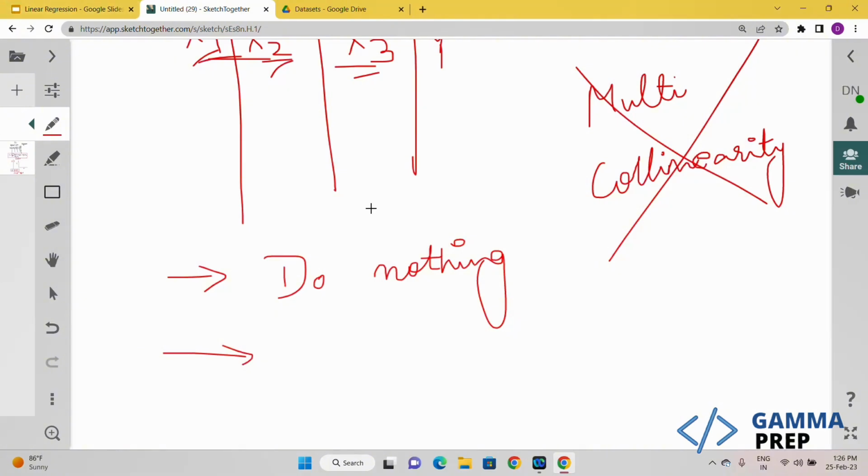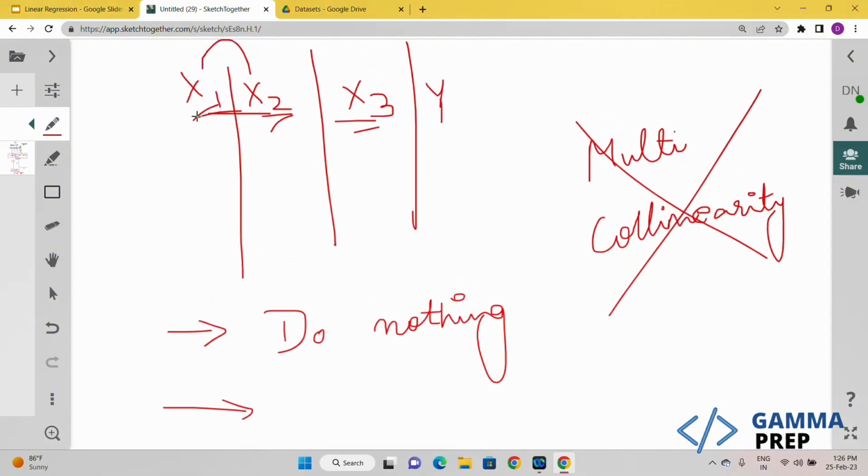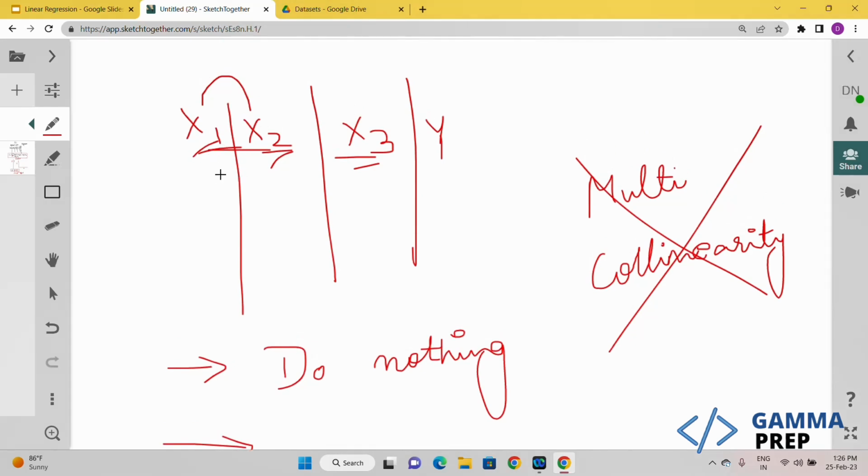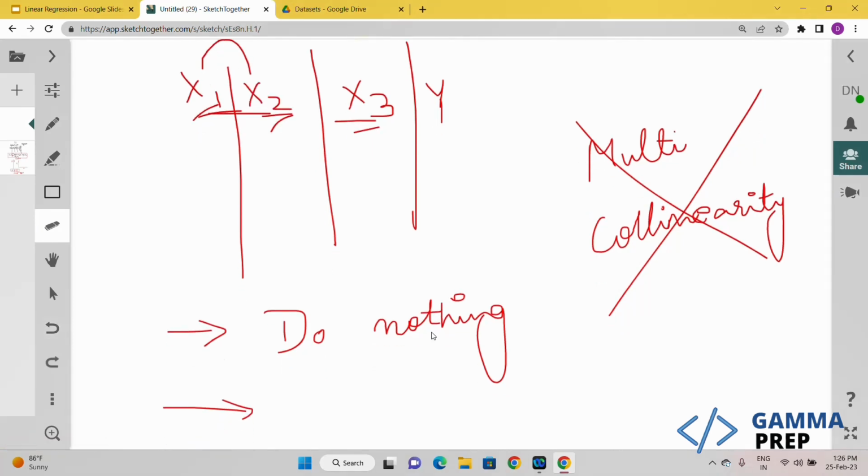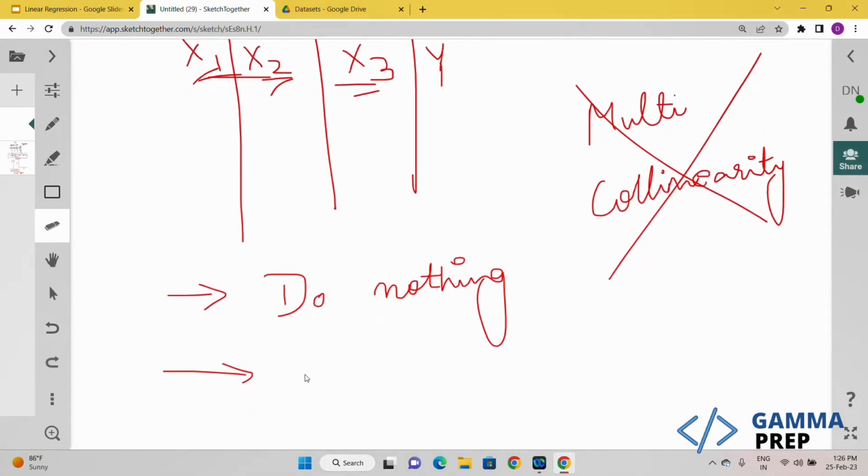Second thing is remove some of the highly correlated independent variables. For example, if x1 and x2 have a Pearson correlation coefficient of 0.9, then just probably use one out of them. Remove the x2 column, or remove x1. It depends on you which one you want to remove. So remove one of the highly correlated columns.